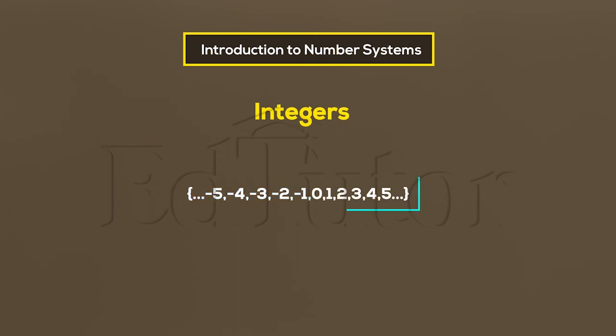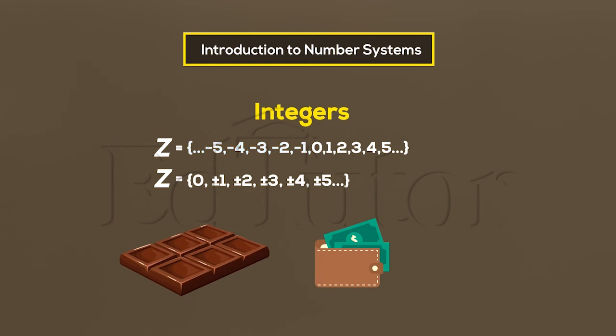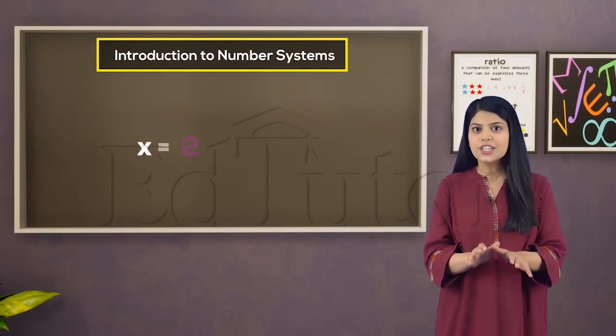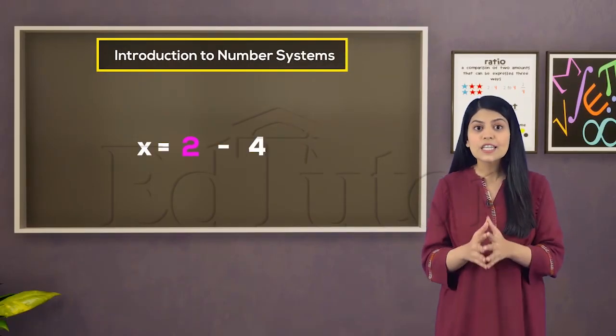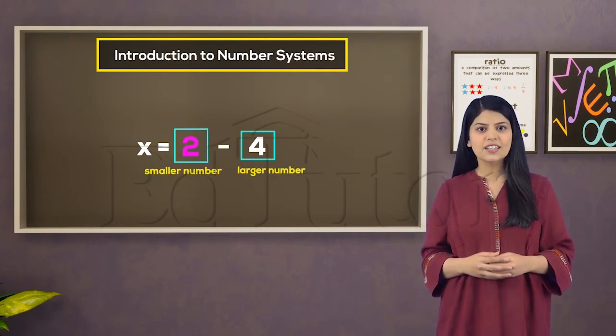The positive integers sit on the right side of 0, while the negative integers are on its left side. We also denote this set with a letter, the letter Z, which we can also write in this way. Of course, you don't need negative numbers to count those chocolate bars or your money. It would be sad to have negative 1000 rupees. But integers are useful in solving any equation where the larger number is subtracted from the smaller number, like the equation we just saw.